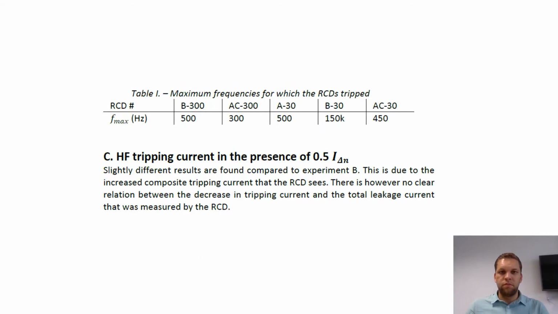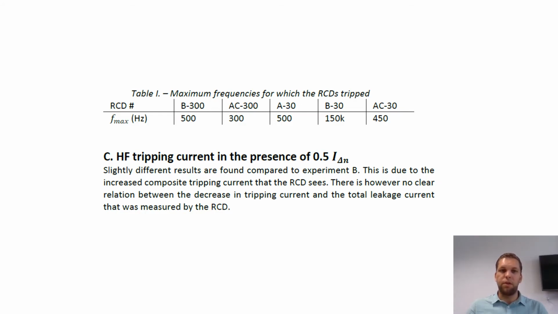And this table shows the maximum frequencies for which the RCD tripped. For most RCDs, a higher leakage current was needed to trip the RCDs at higher frequencies. The type B 30 RCD tripped for all frequencies we could test up to 150 kHz, and other RCDs tripped for frequencies between 300 to 500 Hz.